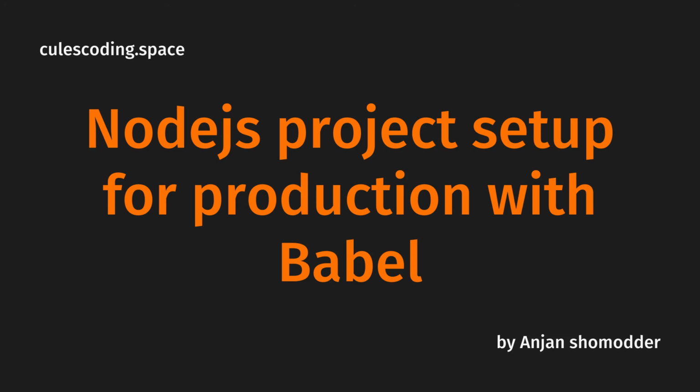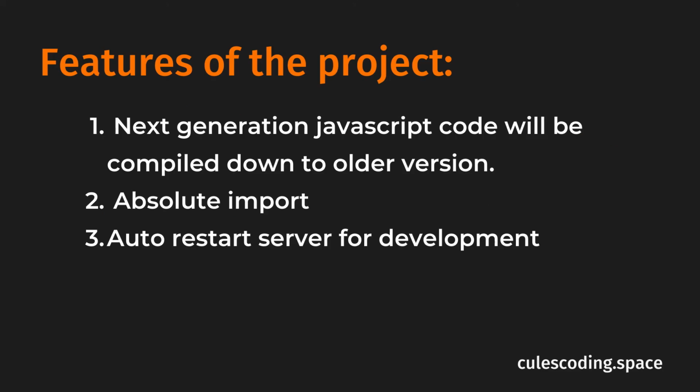Hey guys, in this video, I'm going to show you how to set up a Node.js project for production with Babel. So first of all, what features do we want from this project? First, we want to write next generation JavaScript. That means we want to use all the latest features of JavaScript, and we also want to compile down our code to older versions of JavaScript so that older Node.js versions can understand our JavaScript code.